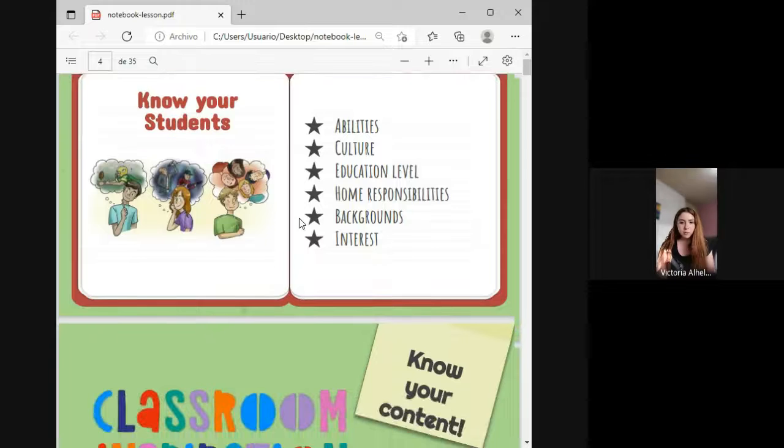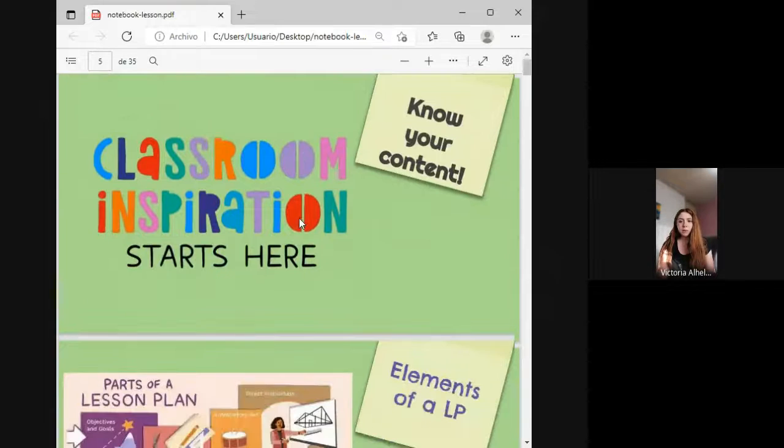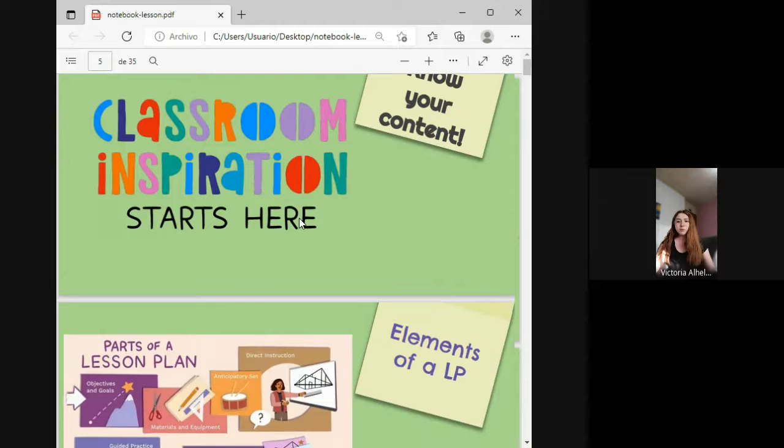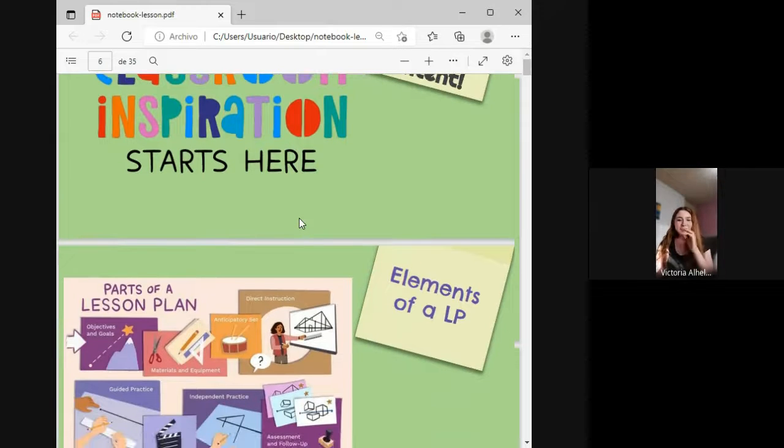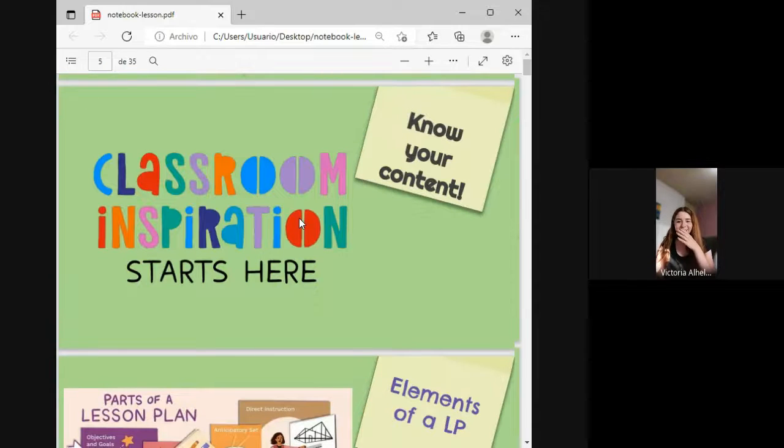We can continue, Roberto. And now we have a must here: to know our content. The classroom's inspiration starts here. To know your content means that we have to have a curriculum, a textbook, a grammar, vocabulary, subject material, writing conventions, and reading strategies. So now we can continue with the elements of a lesson plan.